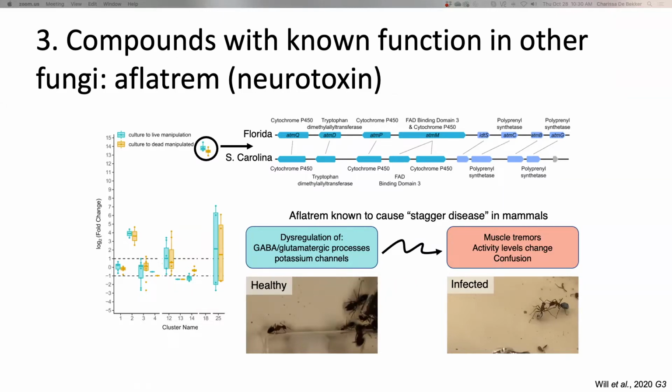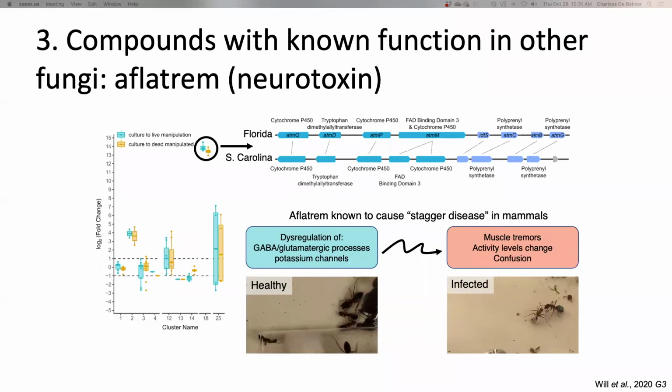So what we think is happening here is that this secondary metabolite cluster is producing something that is very similar or might even be exactly aflatrem. We're trying to figure this out with metabolomics at the moment, what exact compound is being produced. But what we know from aflatrem is that it is known to cause staggers disease in mammals, and that this is due to the dysregulation of GABA processes and potassium channels, which then leads to muscle tremors, changed activity levels, and confusion in those animals.